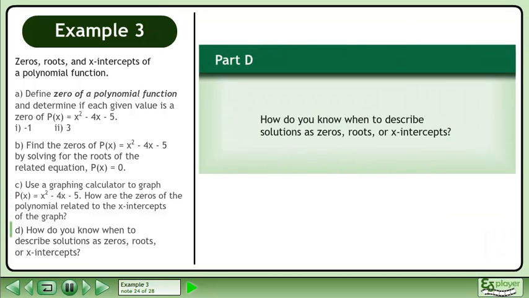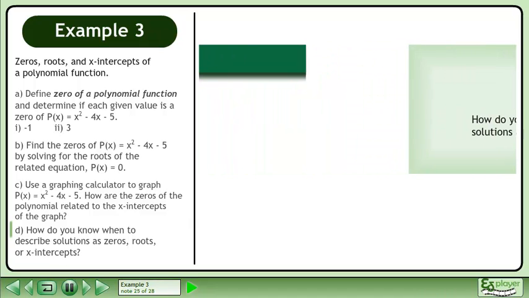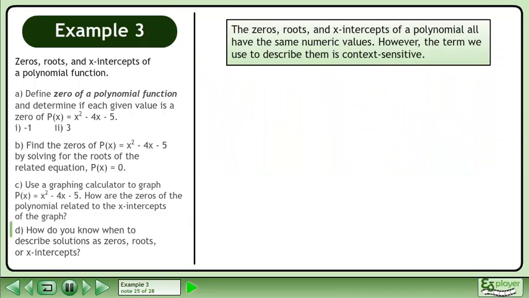Now we'll move on to part D. How do you know when to describe solutions as zeros, roots, or x-intercepts? The zeros, roots, and x-intercepts of a polynomial all have the same numeric values. However, the term we use to describe them is context-sensitive.